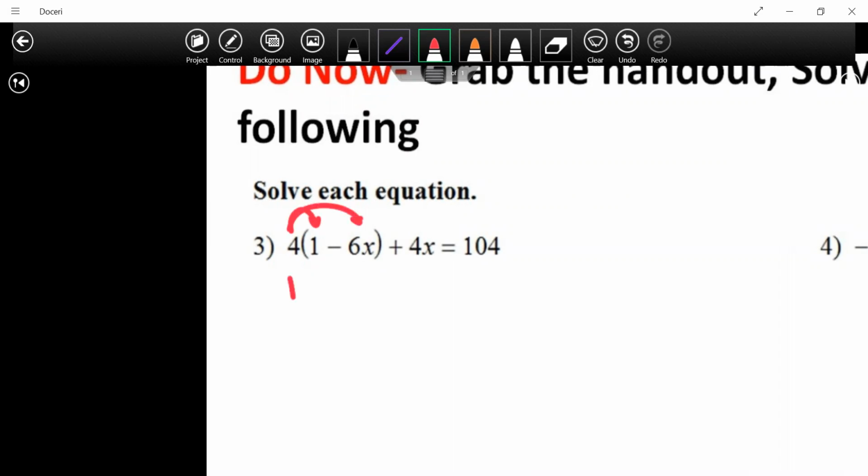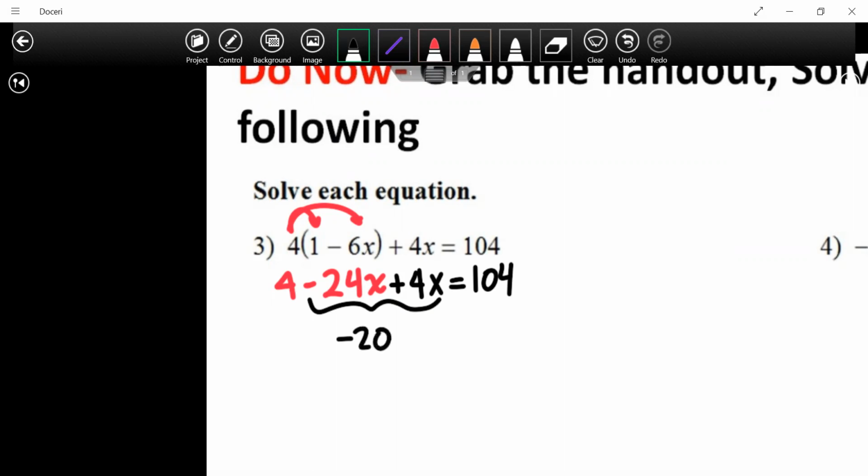Distribute. Of course you're not. You're looking at the boys outside. No. Then what do we got to do? Combine like terms. Move the 4. Move the 4, so we're going to subtract out 4. That's not 4.